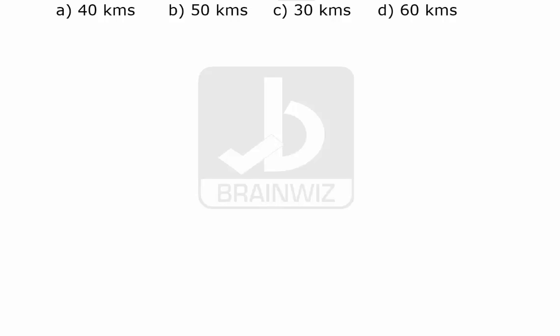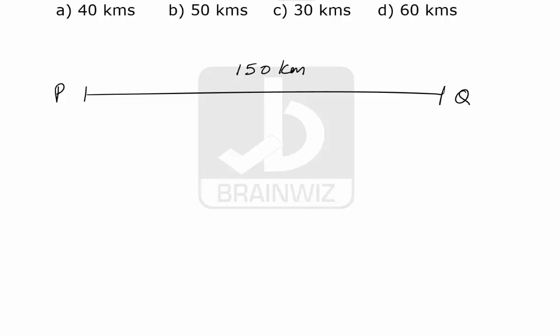Now let's try to see here, these are the two cars, car Q and car P. They are separated by 150 kilometers. Initially, car P has traveled 40 kilometers. Again, it has taken a right turn, traveling 30 kilometers. From here, it has taken a left turn, traveling 40 kilometers, and it stood here.